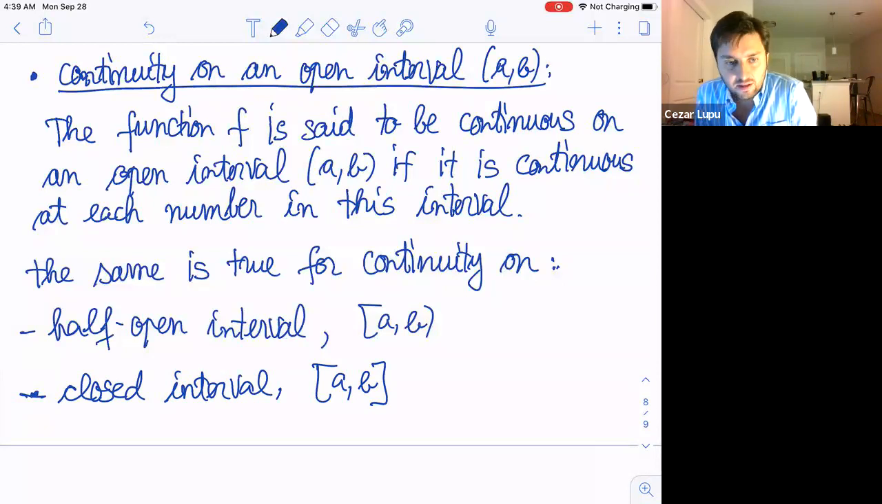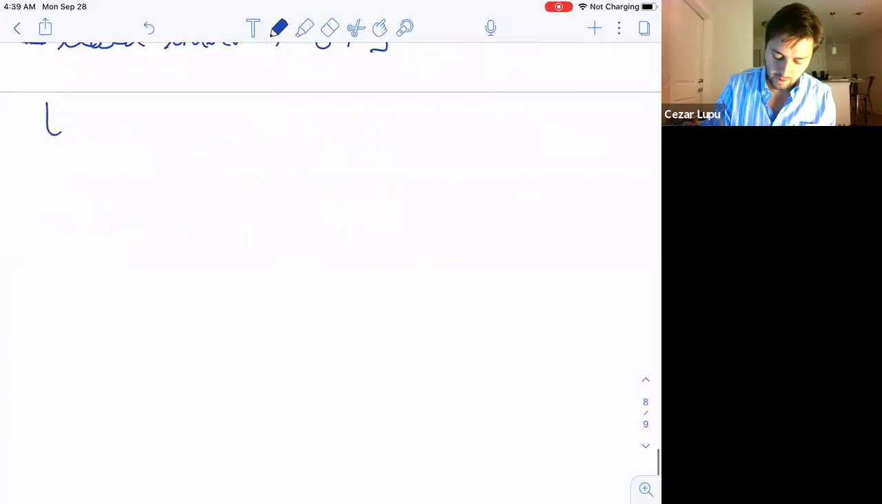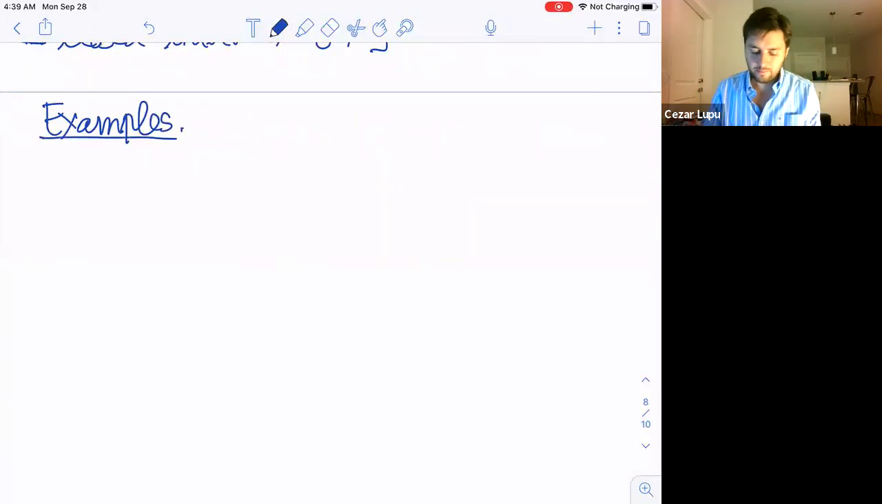So we'll say that a function f is continuous on a closed interval AB if it is continuous at each number in this interval, including both A and B. Right? Okay, I'm not going to write it. It's quite clear what I mean by that. And now let's see some examples. And again, I'll draw some pictures so that you can see it better.